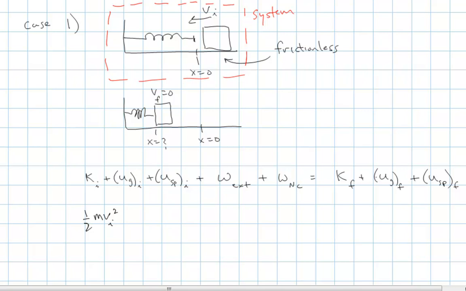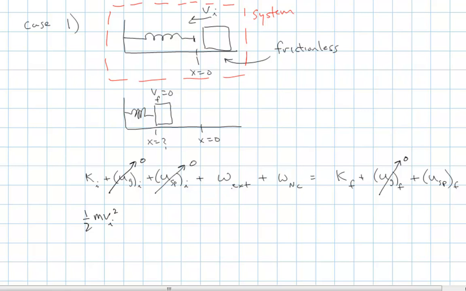Gravitational potential energy. We can pick any place to be 0. Let's pick this height to be 0 height, which means that we're not going to have any gravitational potential energy at the beginning or at the end because it has the same height at both places. Spring potential energy. At the beginning, we have none. Now we have to include spring potential energy because the spring is part of our system, and this is how we account for internal interactions. But at the beginning, we don't have any. The spring is not stretched or compressed.